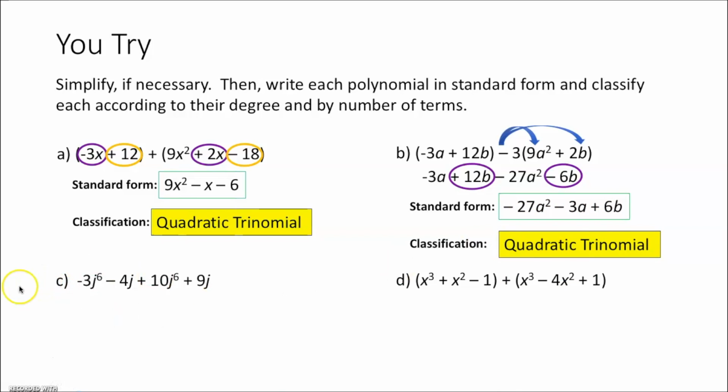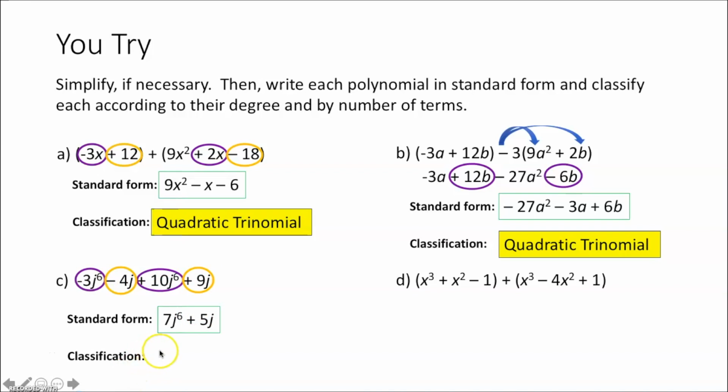Nice. Part C, we're doing the same thing here, looking for like terms. We have the j to the 6th and the j to the 6th. Sweet, those are like terms. And then we have the j and the j, those are also like terms. So if I were putting this in standard form, let's do the j to the 6th first. What's 10j to the 6th minus 3j to the 6th? That's 7j to the 6th. And then next, we do the j's. 9j minus 4j is going to be 5j.